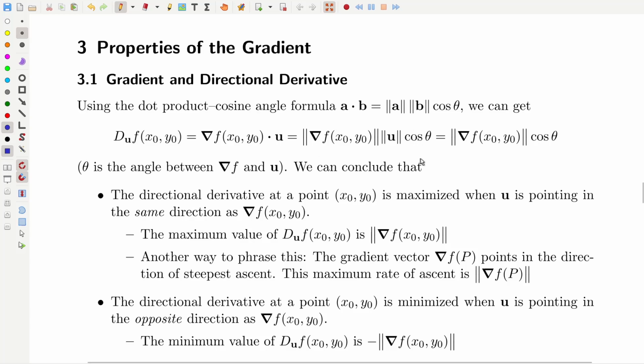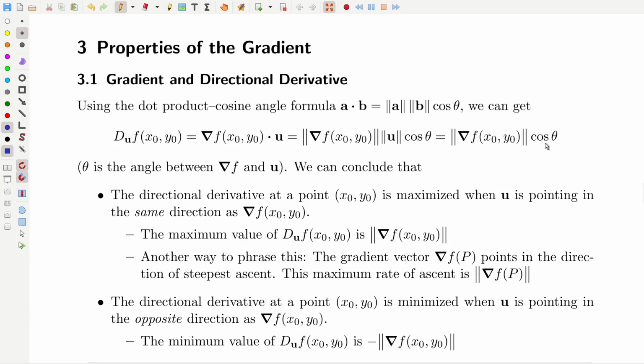So if we use this dot product angle formula, we end up with this expression: the magnitude of these two vectors multiplied together, and then multiplied by cosine of the angle between them. And u is supposed to be a unit vector, so it disappears. It's just the value 1. And so we end up with this quantity: the directional derivative is the magnitude of the gradient times cosine of theta.